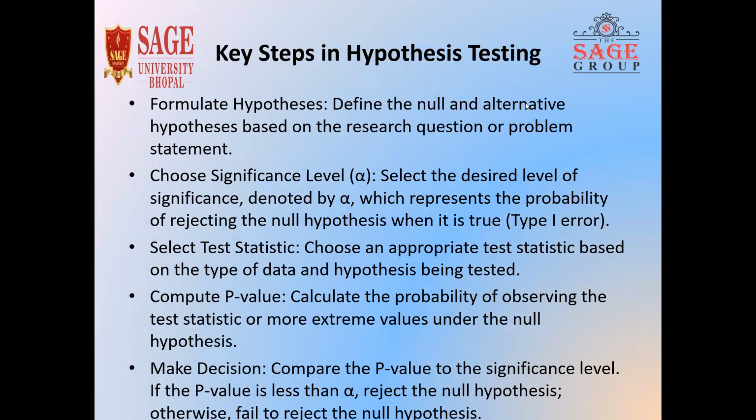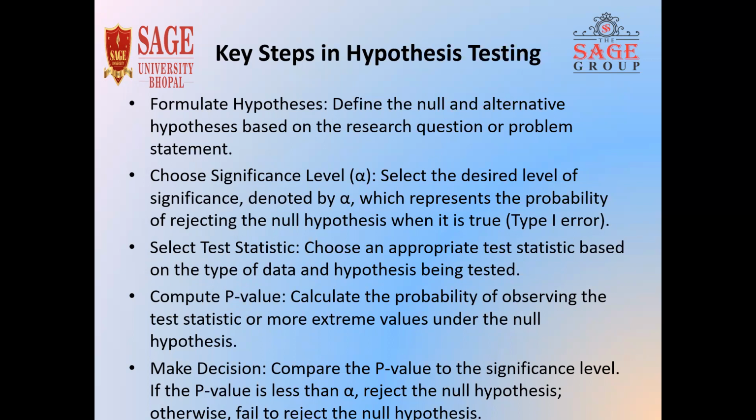There are some key steps in hypothesis testing which we have to follow while doing any testing in statistical modeling. First is formulate hypothesis: define the null and alternative hypothesis based on the research question or problem statement. Second is choose significance level, that is alpha. In this, we select the desired level of significance denoted by alpha, which represents the probability of rejecting the null hypothesis when it is true. That is also called type 1 error.